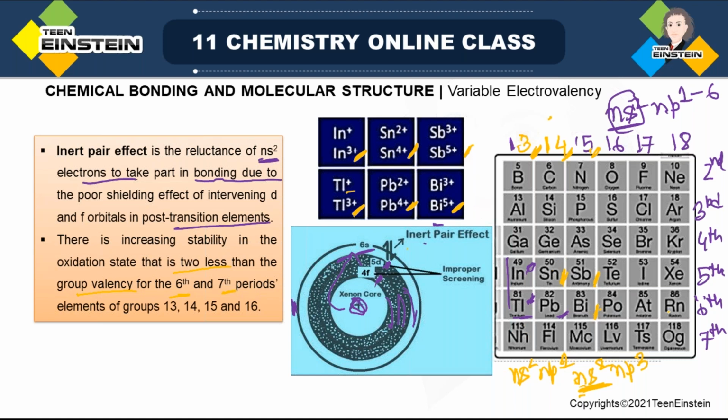It is mainly observed for the 6th and 7th periods, because as you move down, this type of improper screening, the inert pair effect, will be more and more. So if I ask you, among Sn and Pb, in which case the inert pair effect will be more, it will be Pb, because that is below Sn. So as you move down, it will be more and more. And it is especially observed for groups 13, 14, 15 and 16.